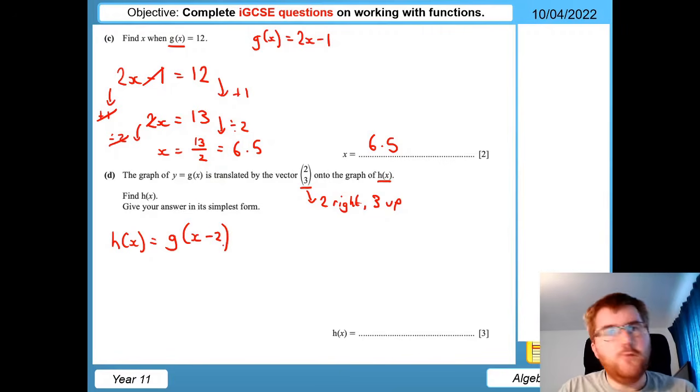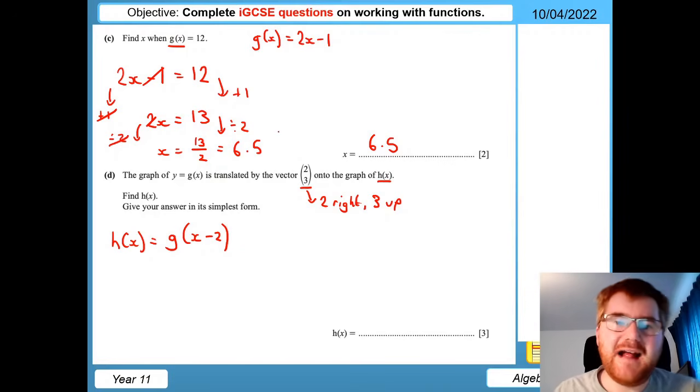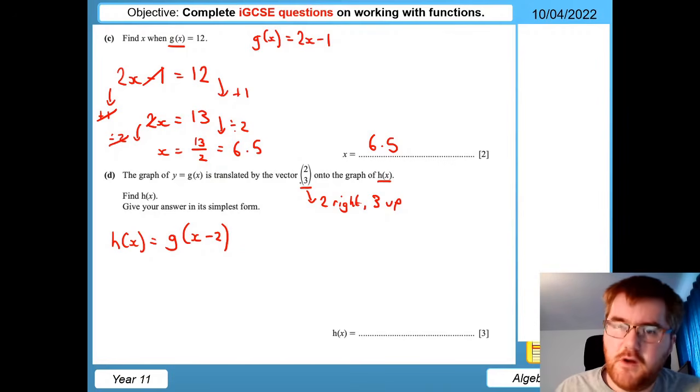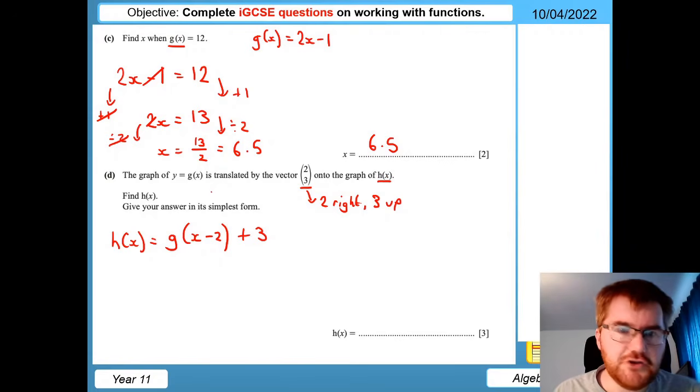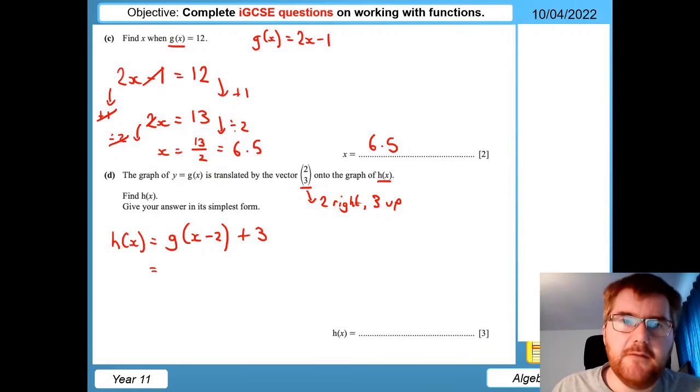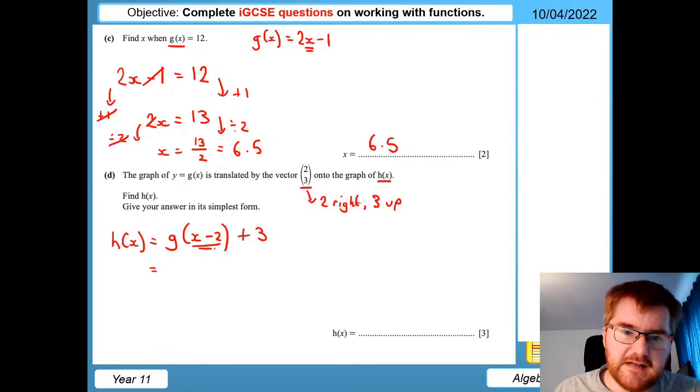But it works the opposite of what you expect in the bracket. But outside the bracket, it works the way you do expect. So we need to put a plus 3 to indicate it goes 3 upwards. So now we've turned this into essentially a composite function kind of question. So all we need to do is take our g of x function. Wherever we see an x, we're going to replace it with an x minus 2. So we get 2 open brackets x minus 2, minus 1, plus 3.